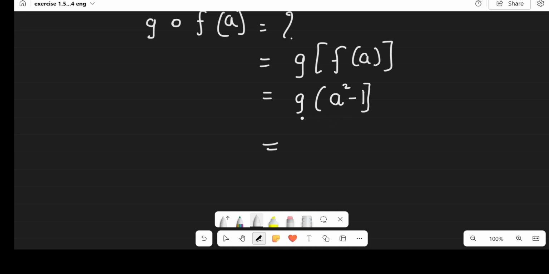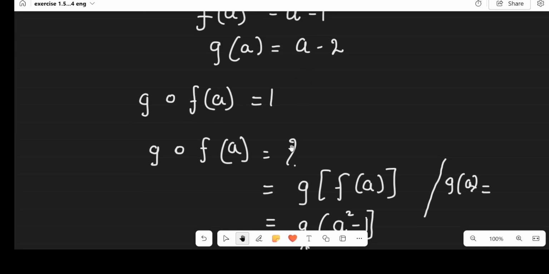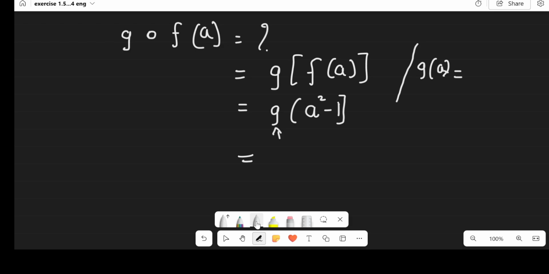Okay, here what would be the next step? We should apply the value a square minus 1 in place of a in the g of a function, right? That is the step of the composition of function concept. If you watch that video, it will be easy. So here g is given, right? G is there. So we should use the g of a function. What is g of a? A minus 2. G of a is a minus 2, right?